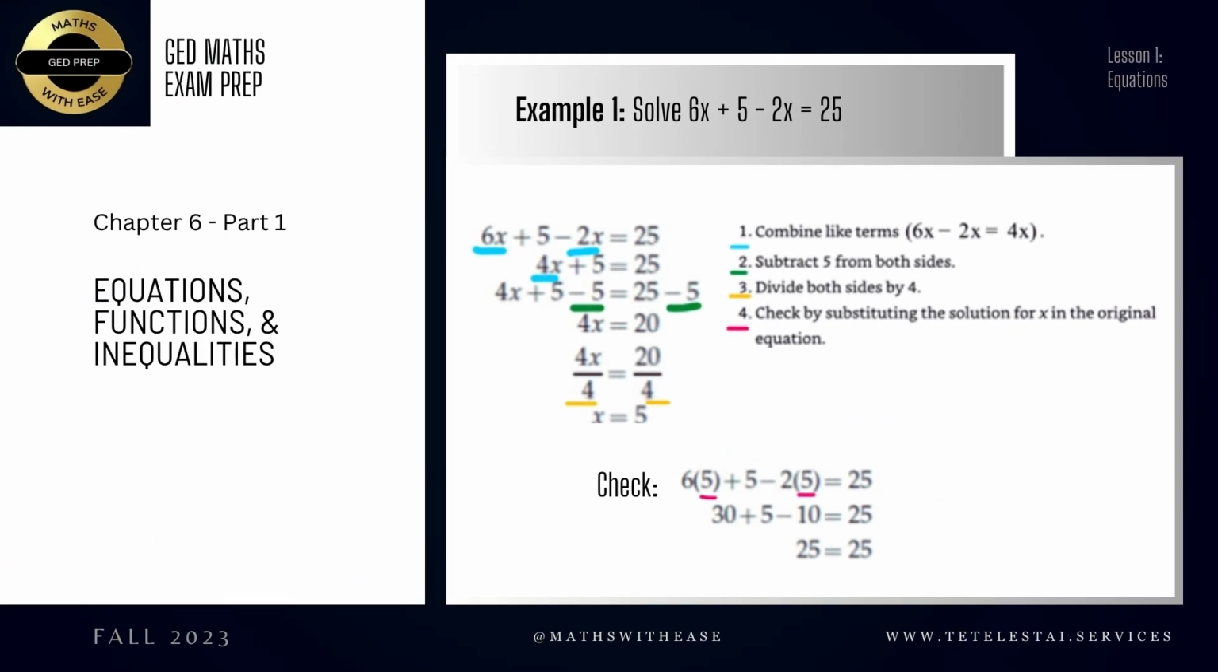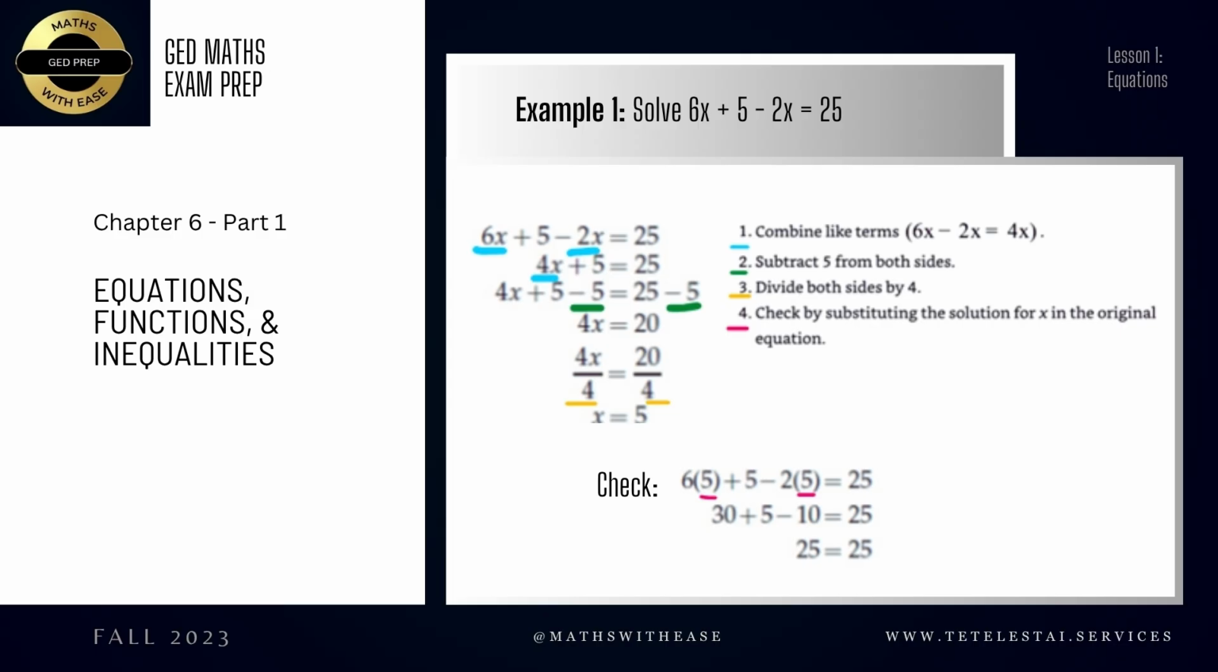Example 1, we're asked to solve 6x plus 5 minus 2x equals 25. What you want to do is start by combining your like terms. So we can see from our original equation that we have 6x, and then we also have a negative 2x. So those are our like terms with a coefficient and a variable raised to the power of 1. Combining those together, 6x minus 2x is 4x.